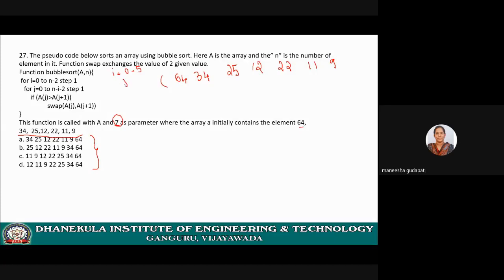The j value goes from 0 to n minus i minus 2. Initially the i value is equal to 0, so j equals n minus 0 minus 2, that is 7 minus 0 minus 2, which is also 5. Here the index starts from 0, 1, 2, 3, 4, 5, and 6.